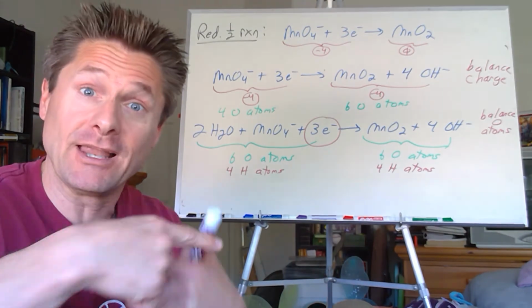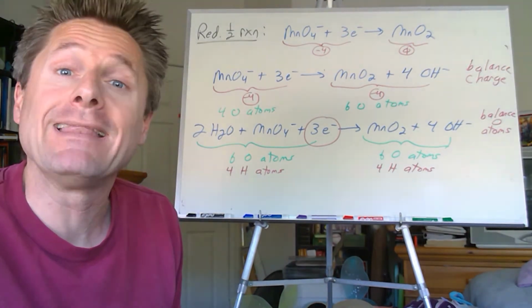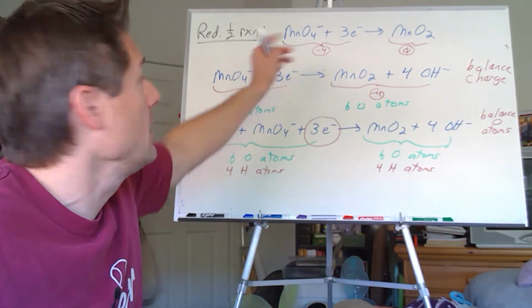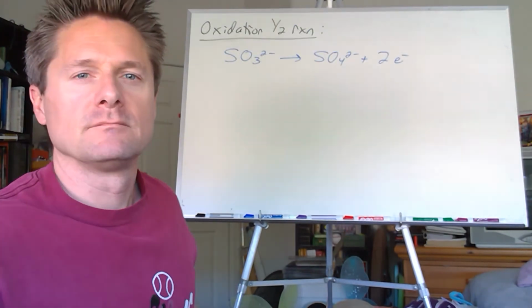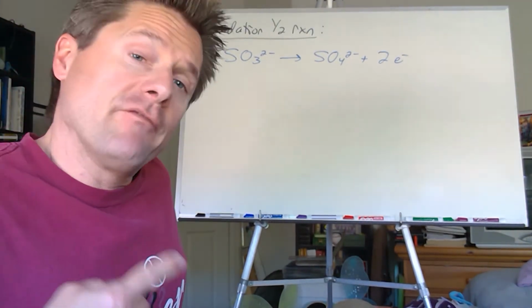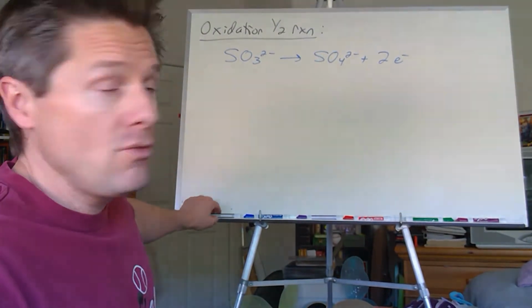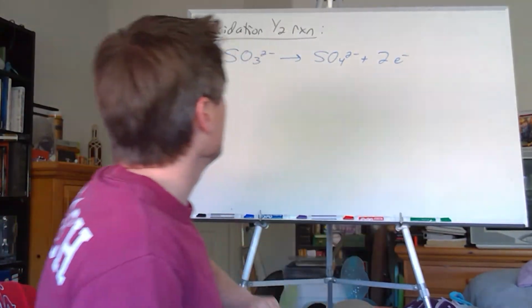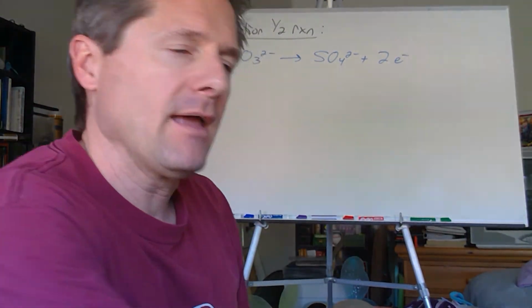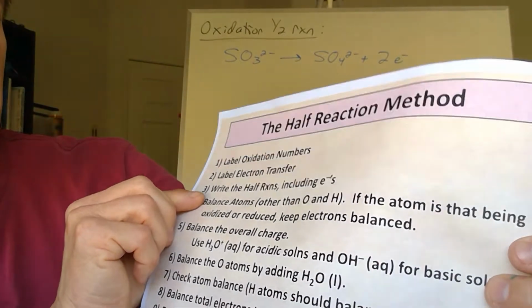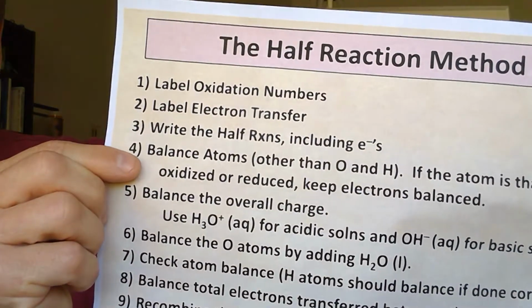The whole point is to cancel the electrons out when we recombine the 2 half reactions. So let's do the oxidation half reaction. All right, challenge yourself and see if you can do this on your own before I do. Let's walk through the steps again. So we did steps 1 and 2. We did step 3. We wrote the half reactions.